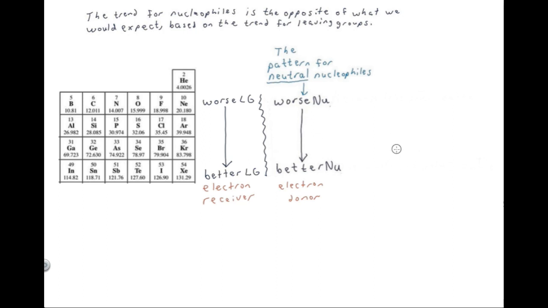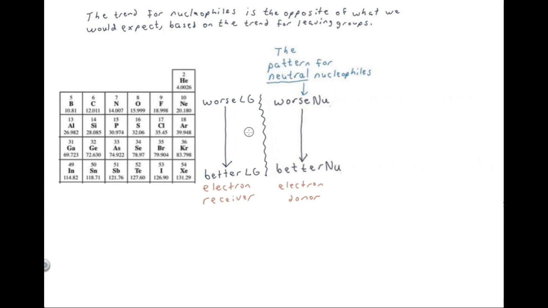Now, for the most part, I'm not going to try to resolve this contradiction, so to speak. I'm not really going to try very hard to explain why we got a surprising outcome here. I'll just encourage you to memorize these as an experimental fact. It's an experimental fact that the pattern for neutral nucleophiles is the same as the pattern for leaving groups, even though that's not what we might have predicted.